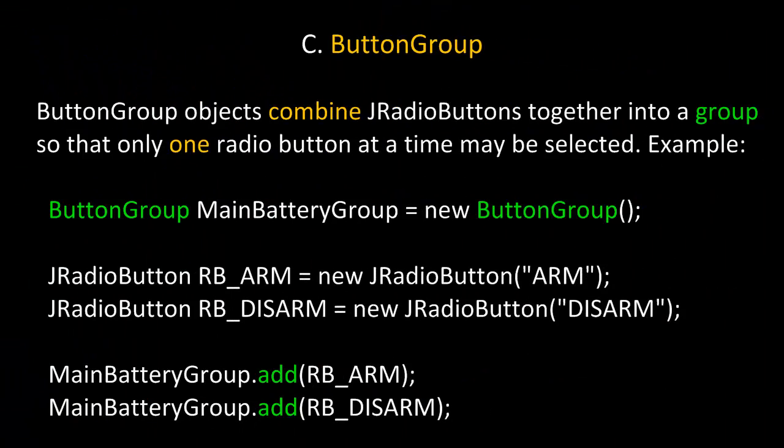The next component we'll examine from the Swing package is the ButtonGroup. ButtonGroup objects combine JRadioButtons together into a group so that only one radio button at a time may be selected. For example, here I'm instantiating a new ButtonGroup object called MainBatteryGroup. When I do this, I'm then going to build 2 JRadioButtons, and I'm going to add them to the ButtonGroup with the add method, calling it on the name of the ButtonGroup.